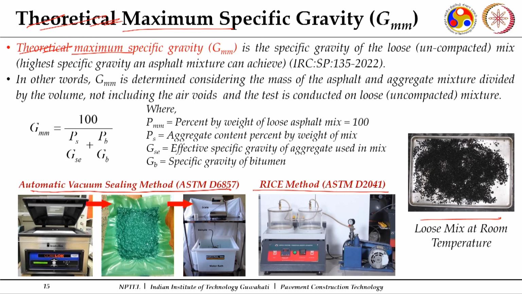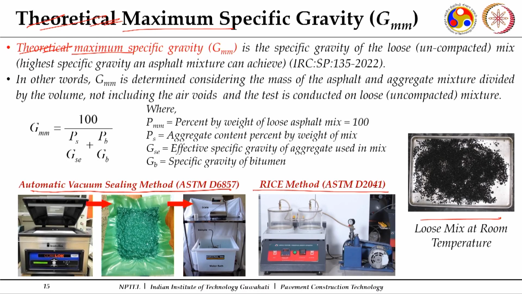Here, the basic concept behind it is that the loose mix is submerged in the Rice specific gravity meter. You submerge it in water and apply a vacuum to take out all the voids which can be there inside this particular loose mix, and then you get the weight of this loose mix in air and the weight of this loose mix in water without any air voids. So that will give you the volume of this particular loose mix.